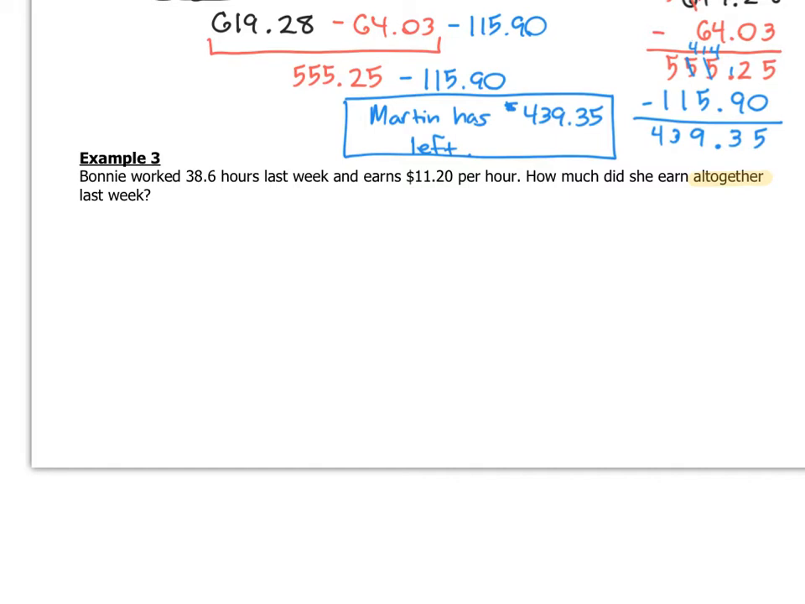And the reason it's a multiplication problem is because we're told that she earns $11.20 per hour. She's earning the same amount each hour from one to the next. $11.20 for the first hour, $11.20 for the next hour. And so because she's earning the same amount per hour, we can use multiplication here to solve this problem.